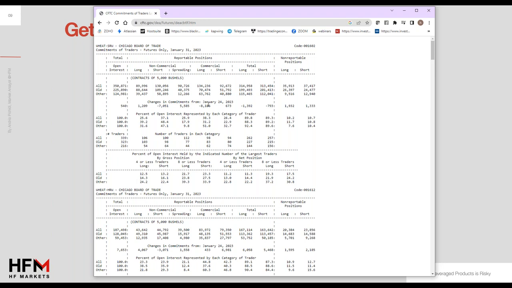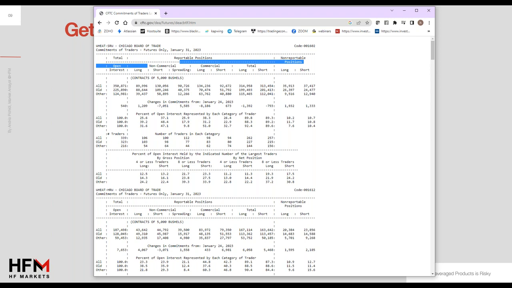Okay, so over here, what we are seeing is the Chicago Board of Trade for wheat. The very first table is for the wheat. The monthly commitment of traders report. Pretty much what this shows is the interest of non-commercial and commercial positions, traders, and what kind of trade they have, long or short.